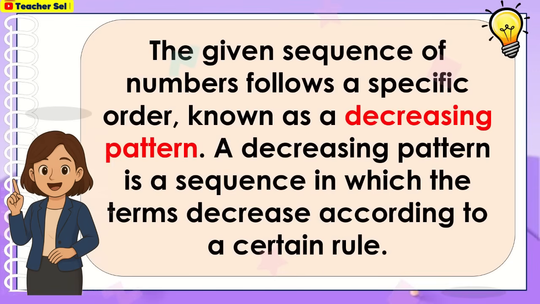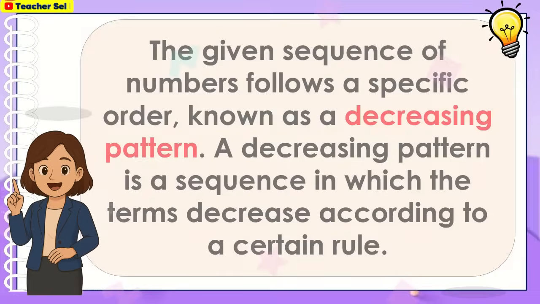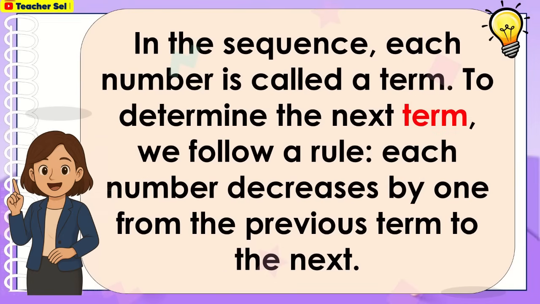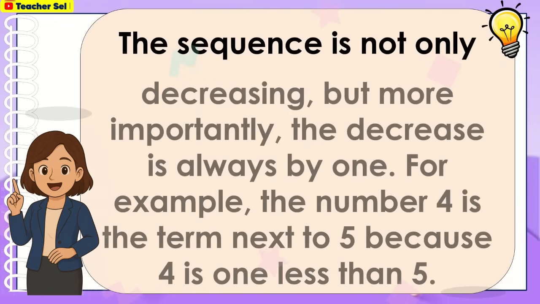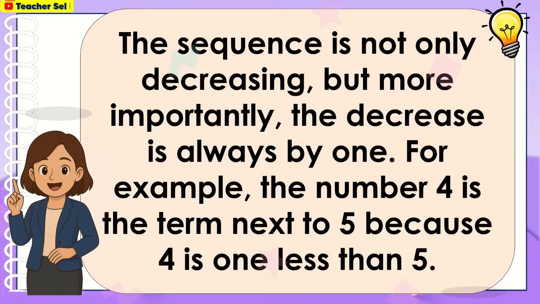The given sequence of numbers follows a specific order, known as a decreasing pattern. A decreasing pattern is a sequence in which the terms decrease according to a certain rule. In the sequence, each number is called a term. To determine the next term, we follow a rule. Each number decreases by 1 from the previous term to the next. The sequence is not only decreasing, but more importantly, the decrease is always by 1.